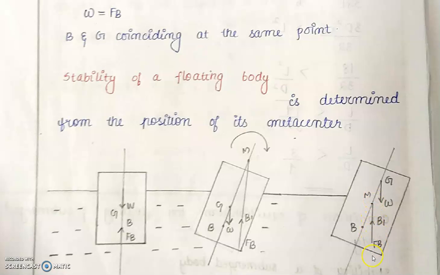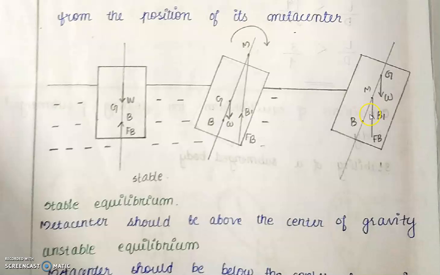So see, the force of buoyancy acts through the metacenter, and the couple formed is in the same direction as that of the tilt. So it collapses. This particular system is in unstable equilibrium. It doesn't regain, come back to its original position. So what is the condition for unstable equilibrium? The metacenter is below the center of gravity. That is the condition for unstable equilibrium.